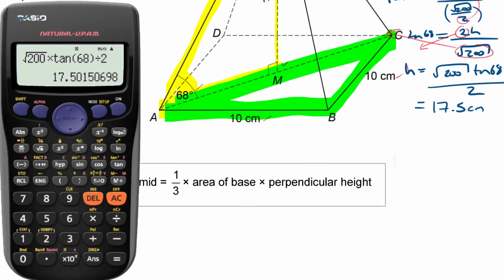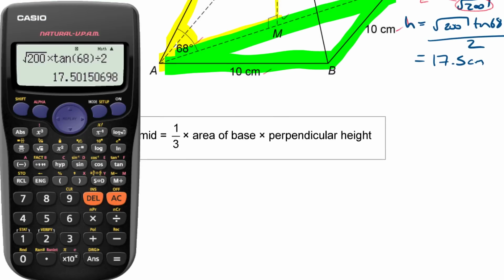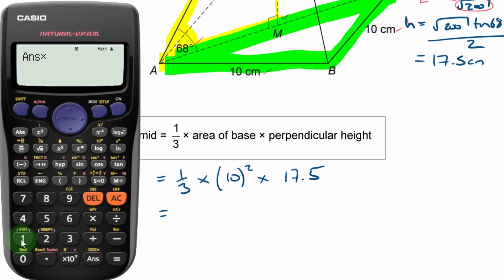So I found the height. I can now go on to work out the volume of my pyramid then. So the volume of a pyramid is 1/3 times the area of the base times the height, which is 1/3 times the area of the base, which is just 10 squared because it's a square, times the perpendicular height, which is 17.5. Right, I need to type that into my calculator. Now I've still got the full calculator value for 17.5, the unrounded version sitting as my last answer, so I'm just going to carry on tapping onto that one rather than typing in 17.5 again.